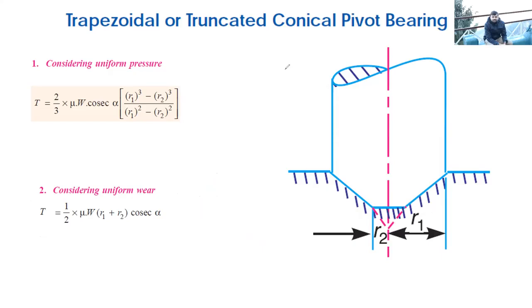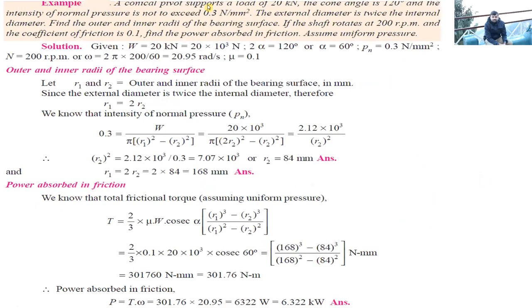Now let's quickly understand this with the help of a numerical. All right, so a conical pivot supports a load of 20 kilonewton. Okay, so the value of W is given to us.